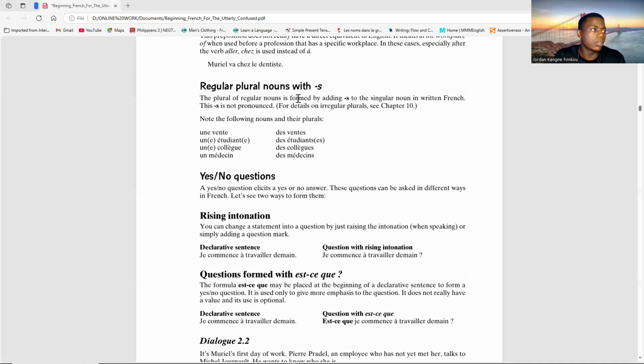The plural of regular nouns is formed by adding s to the singular noun. Please remember the term regular nouns. In written French, this s is not pronounced. Please keep that in mind. Note the following nouns and their plurals. Une vente, des ventes. Une étudiante, des étudiantes. Une collègue, des collègues. Un médecin, des médecins. So the s doesn't add any difference to the pronunciation.